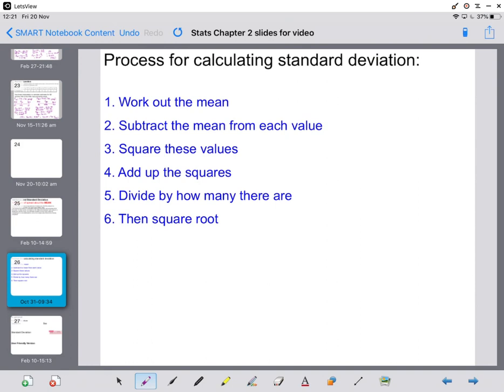Then we're going to add up the squares. Then we're going to divide by how many numbers there are, and then we're going to square root. So that's the process for standard deviation, and it moves us on to having formulas that we can use. There are a couple of ways that we can do that, and we'll cover that in the next slide.